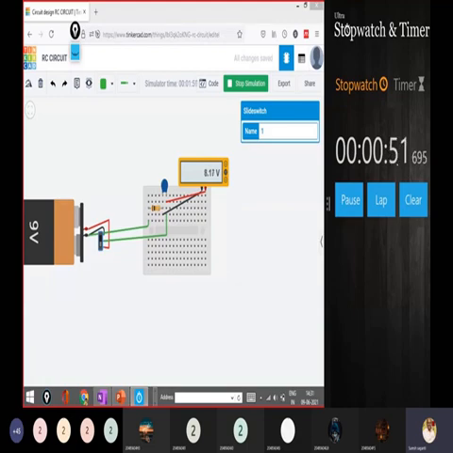50 seconds, 8.14. 60 seconds, 8.47. 70 seconds, 8.63. 80 seconds, 8.77. And 90 seconds. What is the value? 8.86. So this is fully charged.